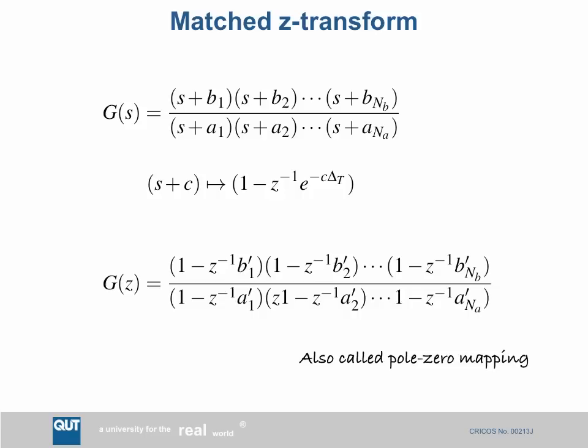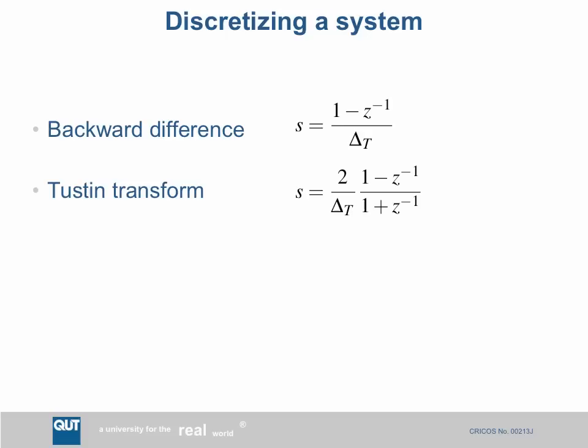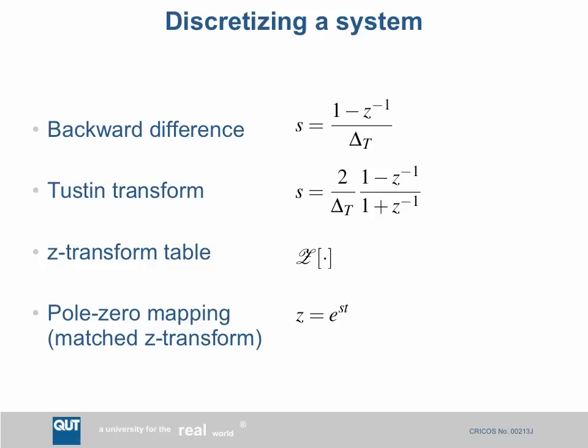So if we want to discretize a system, convert it from the Laplace domain to the Z domain, there are a number of ways we've talked about of doing this. We can make this substitution, or this substitution, or we can perform a Z transformation, and we generally look those transforms up in a table of Z transforms, or we can do this pole zero mapping, also called the matched Z transform, by making this substitution.